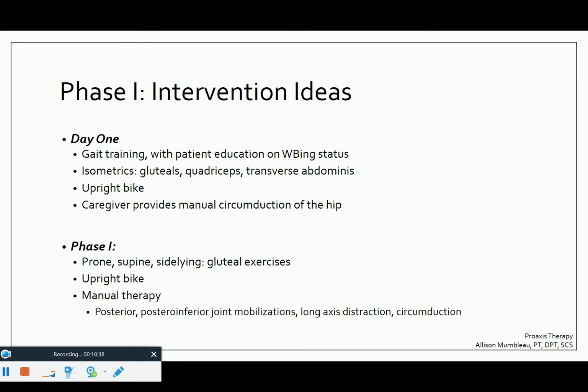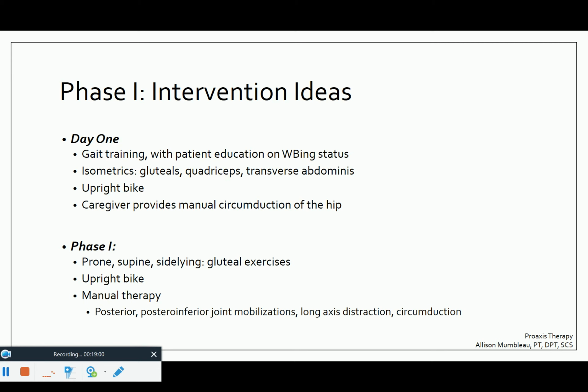So what are some intervention ideas for the arthroscopic hip? Well, day one, get them gait training, educate them on weight-bearing status, start your isometrics. We can do gluteal, quad, and transverse abdominis isometrics. You can also do hamstrings as well. You can get them on the upright bike. You just want to make sure you abide by the range of motion restrictions.